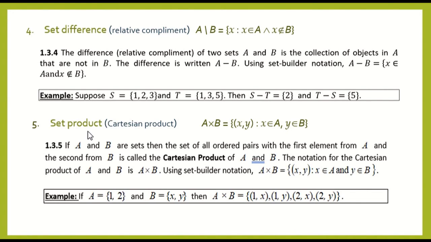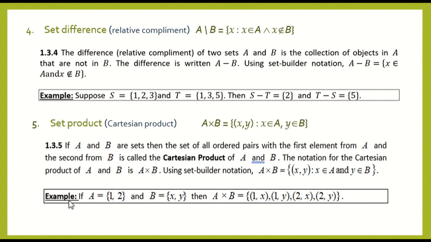So, that is the set difference. Next, we have the set product, or the Cartesian product. This is A times B is equal to x, y such that x is an element of A and y is an element of B. So if A and B are sets, then the set of all ordered pairs with the first element from A and the second from B is called the Cartesian product of A and B. The notation for the Cartesian product of A and B is A times B. Using set builder notation, we have A times B is equal to x, y such that x is an element of A and y is an element of B.